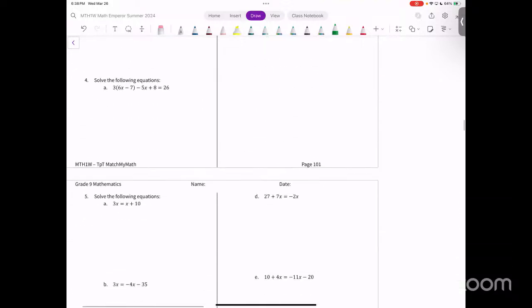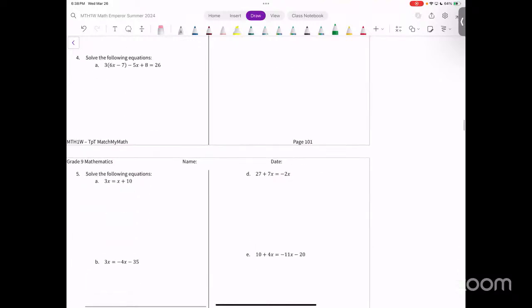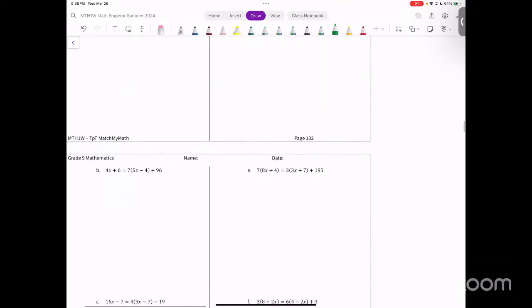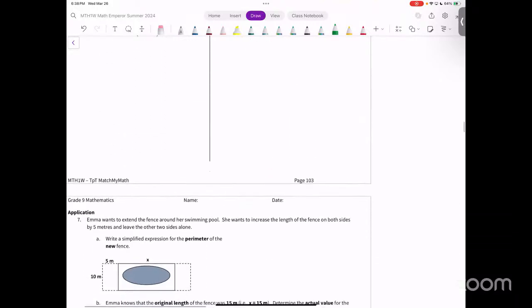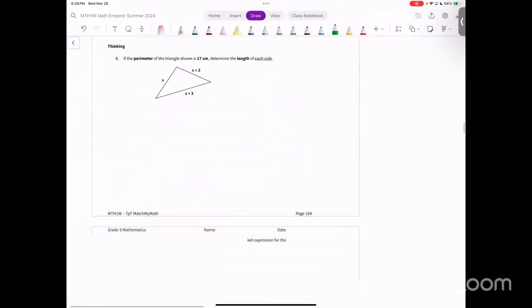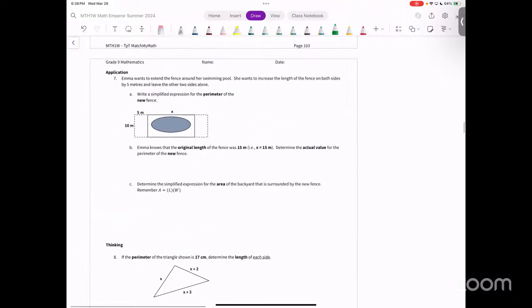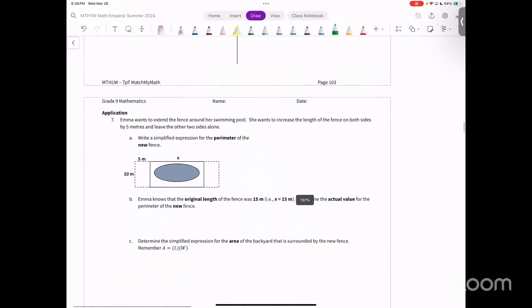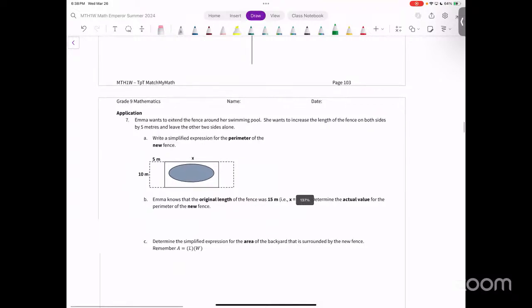I'm not really worried about it. There's a good amount of questions you can practice, tons of questions here to practice. But we want to go back to some application. That is something I want to work out to see if you are able to do it. So let's go back to number 7.